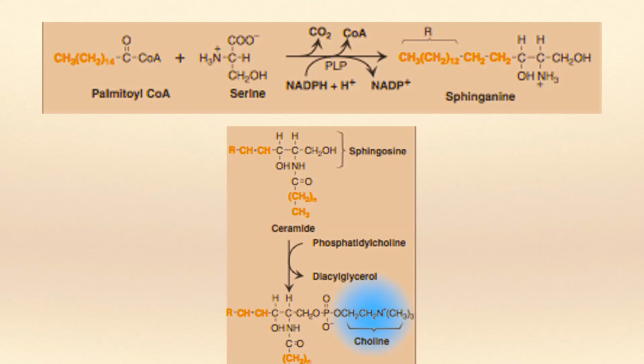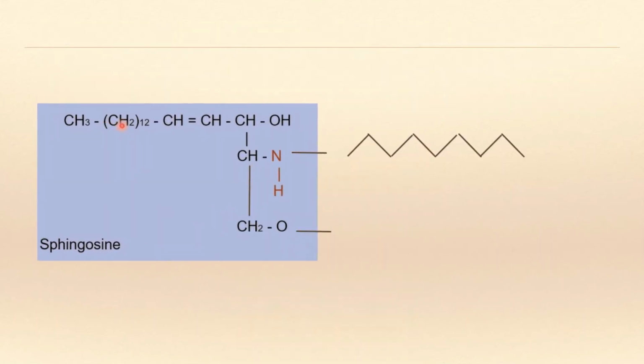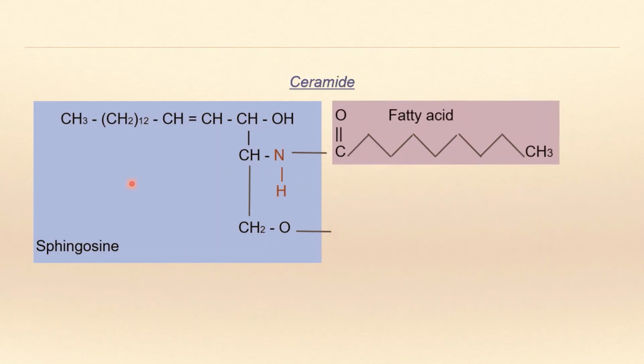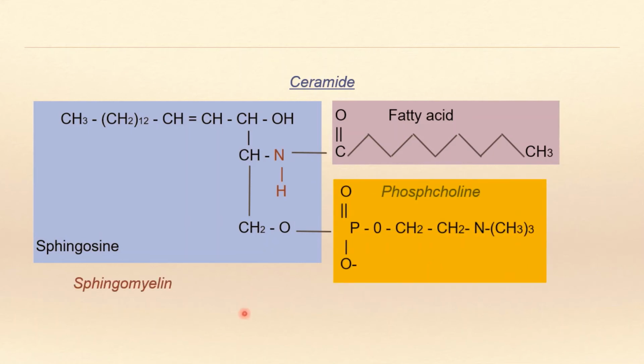Now again, we'll see this in a diagram. So this is the sphingosine part, that is the amino alcohol, and when it combines with a long-chain fatty acid, we get the product that is known as the ceramide. And with the ceramide, there will be addition of phosphocholine, and we get the sphingomyelin molecule.